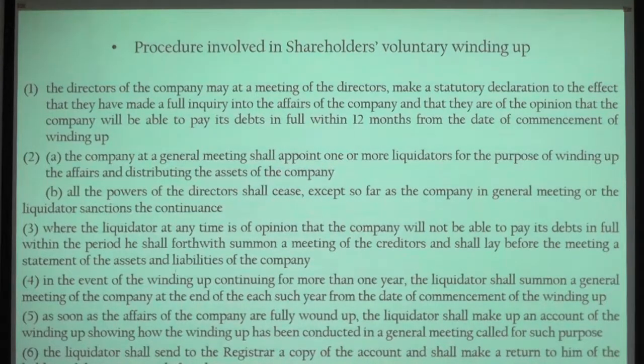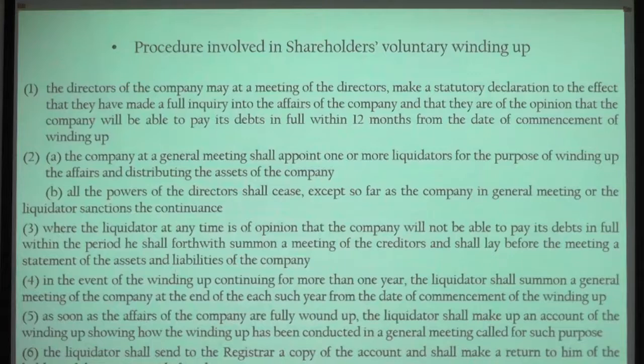Thereafter, where the liquidator so appointed, taking everything into his custody, is at any time of the opinion that the company will not be able to pay its debts in full within the period of 12 months, he shall forthwith summon another meeting of the creditors and inform them and lay before the meeting a statement of the assets and liabilities of the company. Now, that situation may give rise for the creditors to come up with a voluntary winding up.